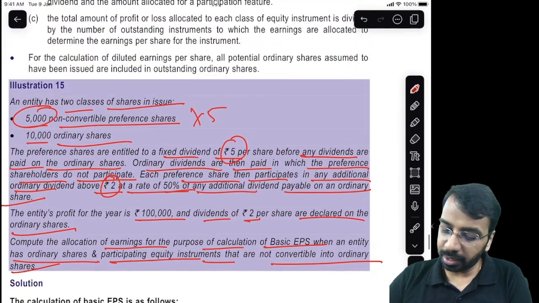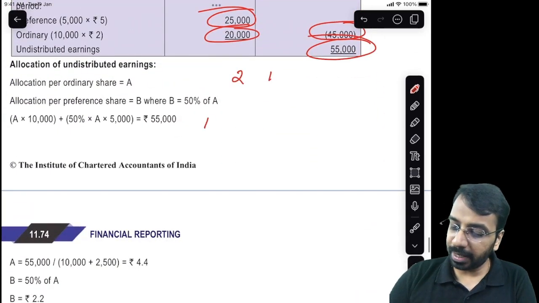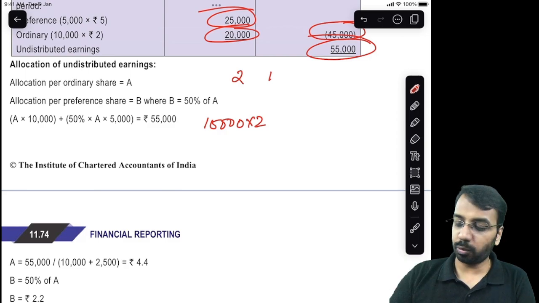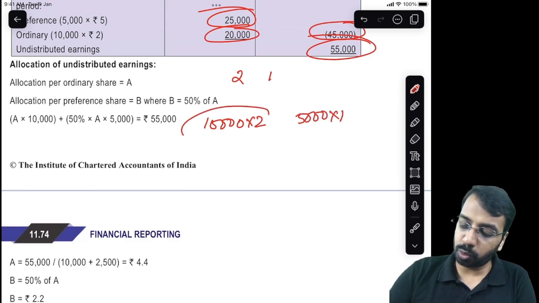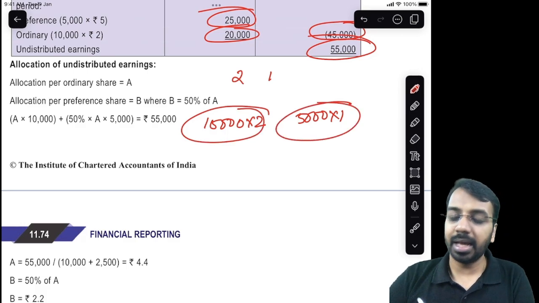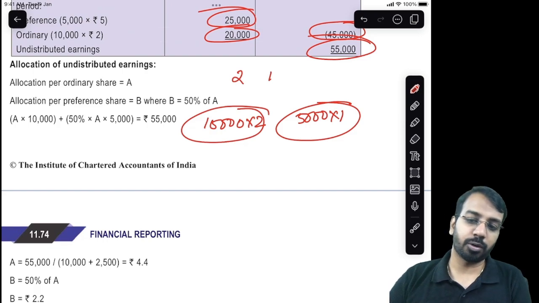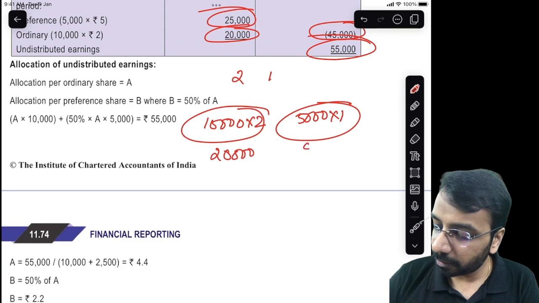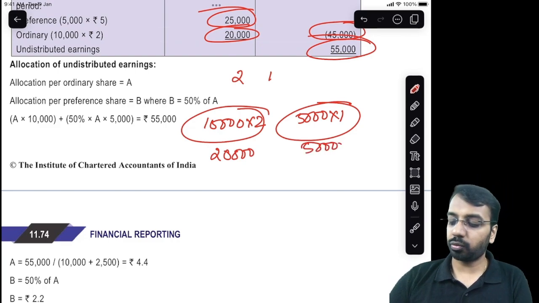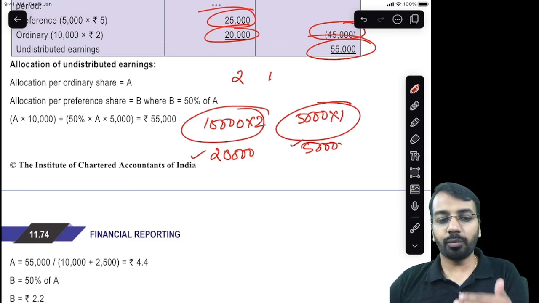But please note here 5,000 and 10,000, so the numbers are also different. So if I pay 10,000 into 2 to the ordinary shareholders, I will pay 5,000 into 1 to the preference shareholders. So this will become 20,000 here and 5,000 here. 20,000 to this category, 5,000 to this category. That is how we can calculate.